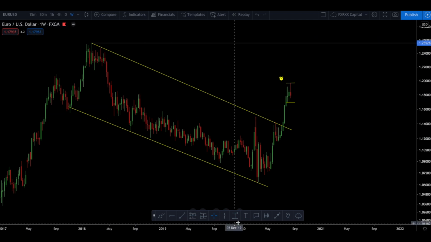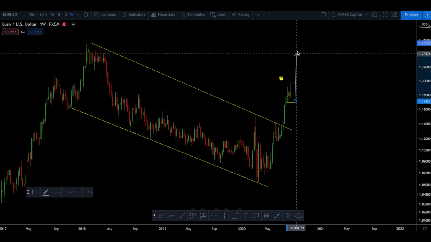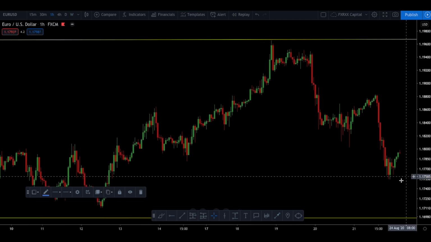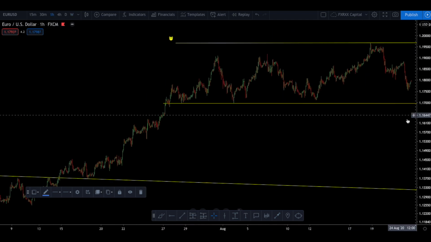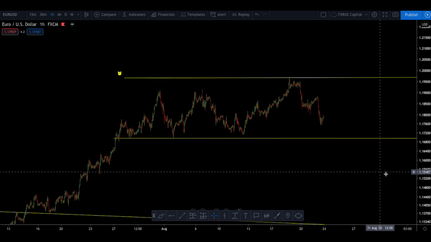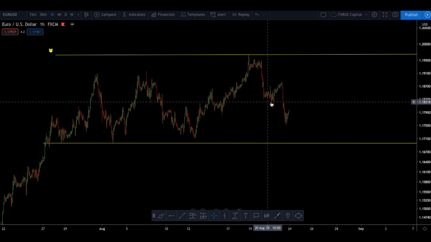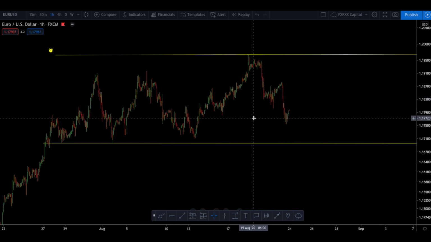We zoom in here. We target my price to move to the upward. In 1 hour time frame, price create one big structure, move to the downward, create one bear flag.